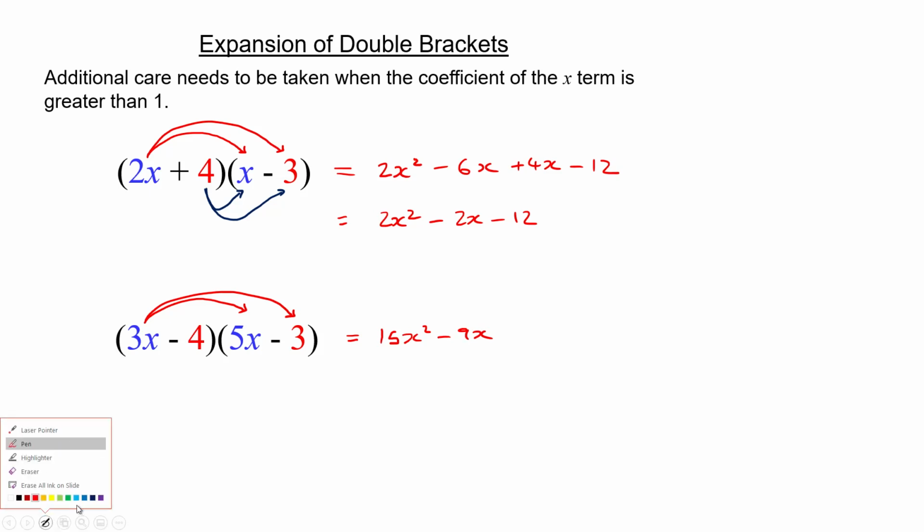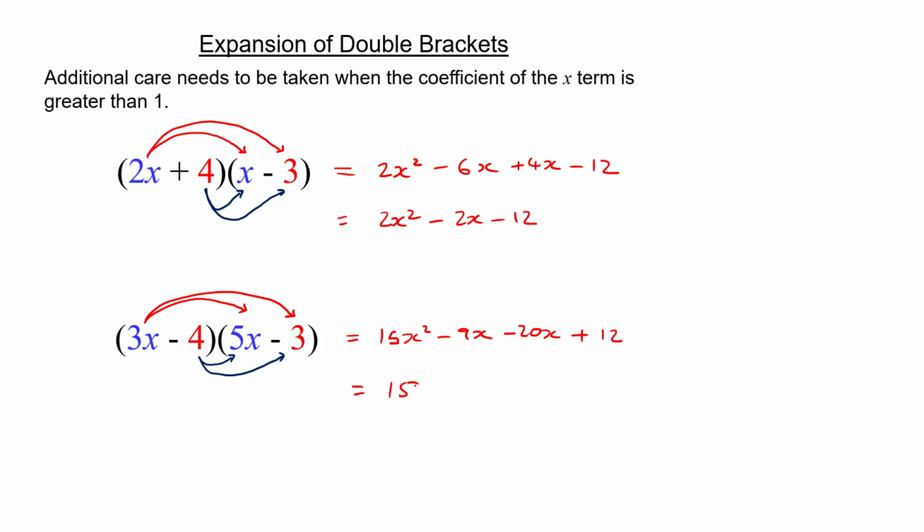And I'm just going to use a blue pen to show the arrows. Minus 4 times both terms here. It's back to red. So minus 4 times 5 gives me 20, minus 20, and don't forget the x, minus 20x. And minus 4 times minus 3, and minus times a minus gives me plus 12. And when I simplify, I've got 15x squared minus 9x minus 20x is minus 29x plus 12.